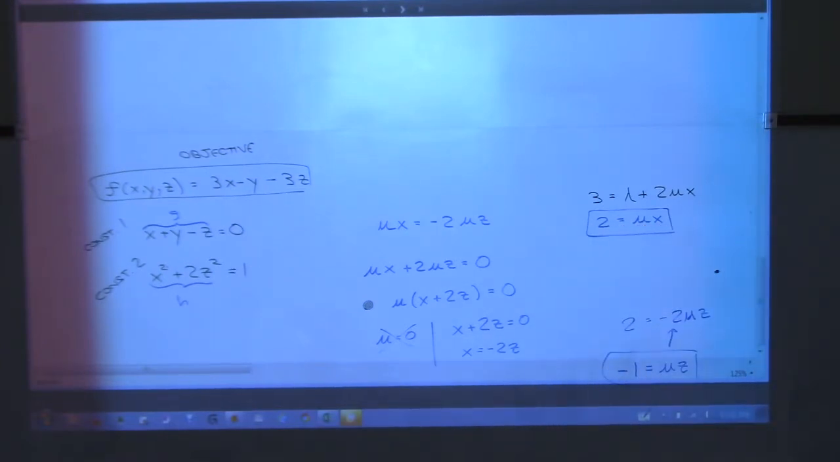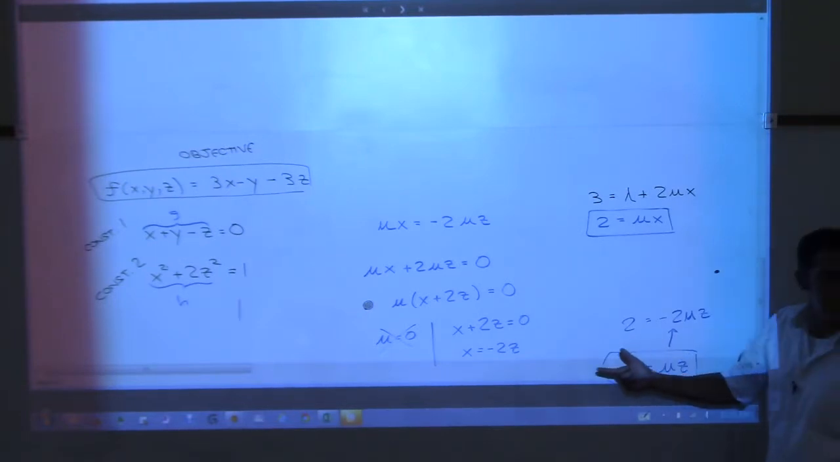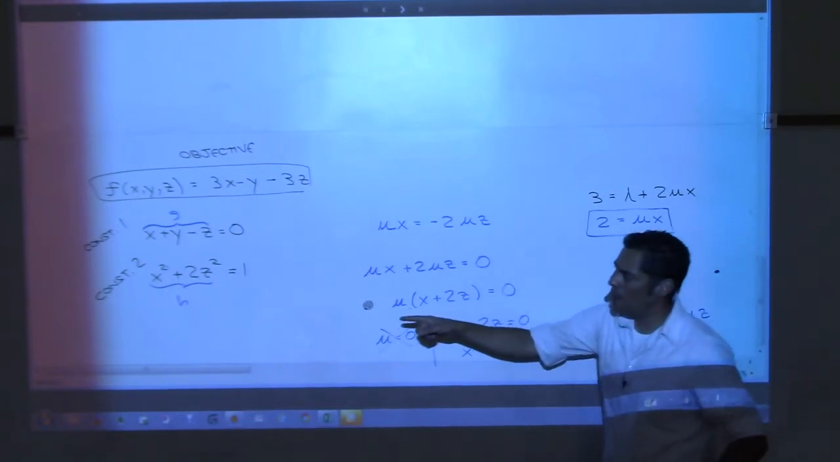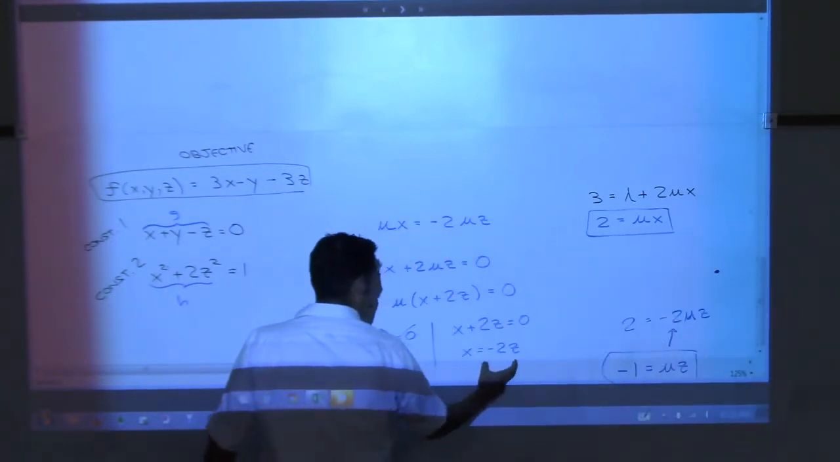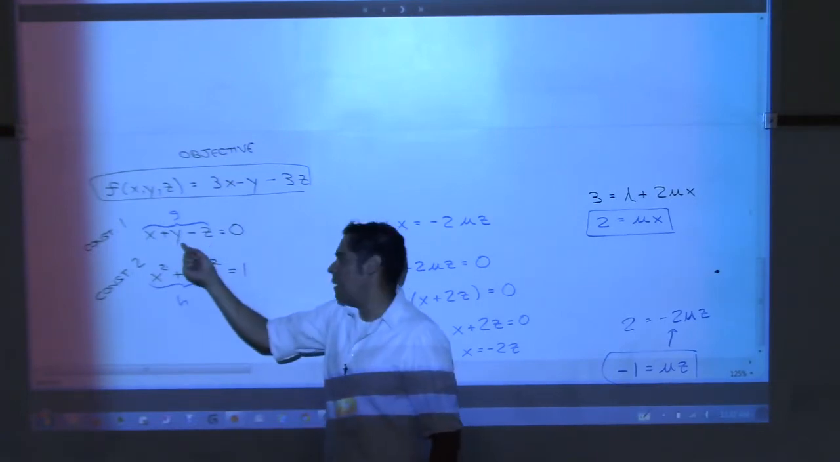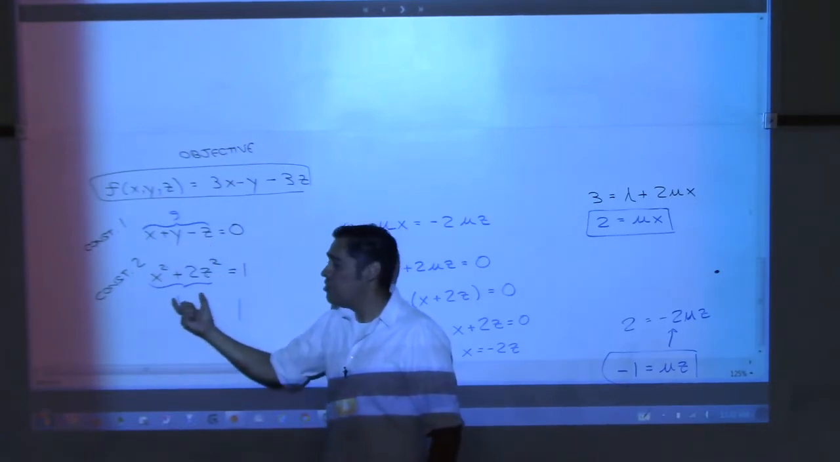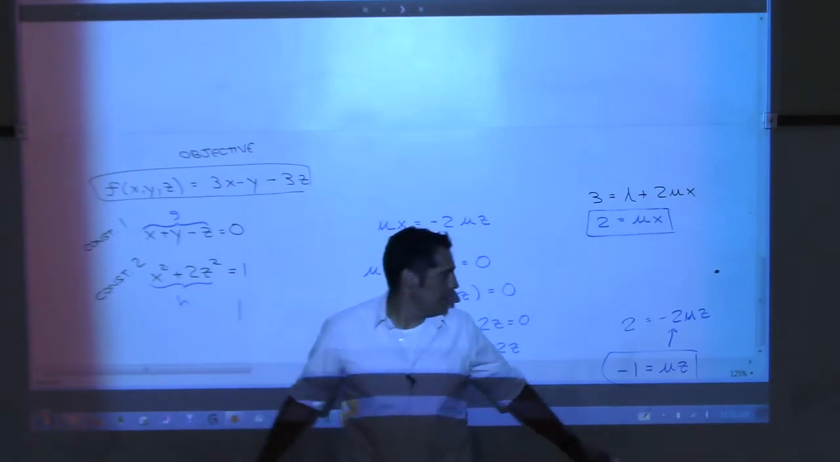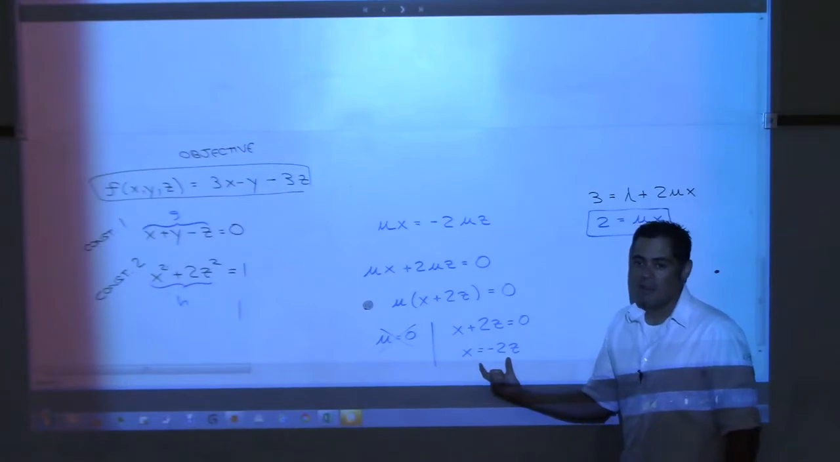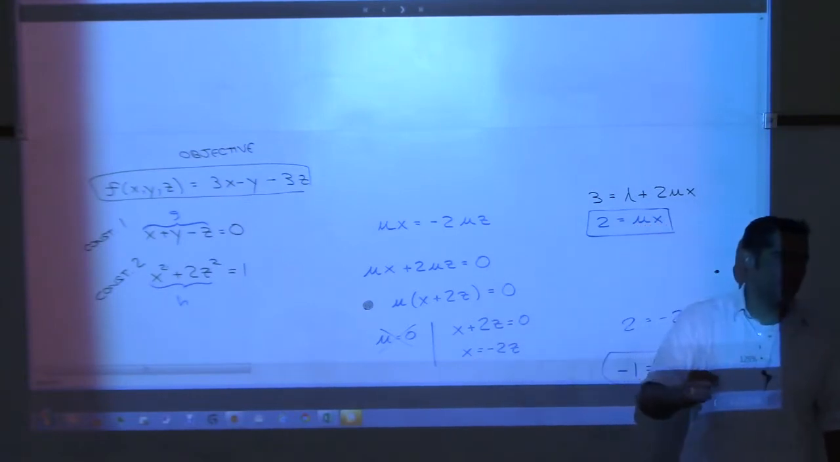Now, the other scenario is that x equals negative 2z. How does that help me? Should I go with constraint 1 or 2? Why not 1? Why shouldn't I just plug this into constraint 1? Because constraint 2 is linear, it's easier to work with. That one has a y in it. This has just x and z. So if I plug into an equation that just has x and z in it, then I'll be able to solve for one of those variables.